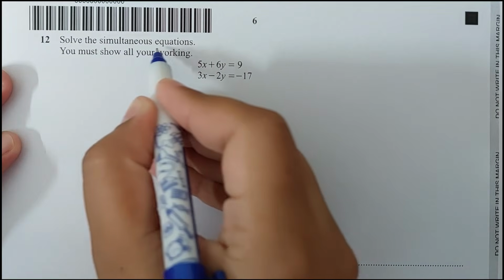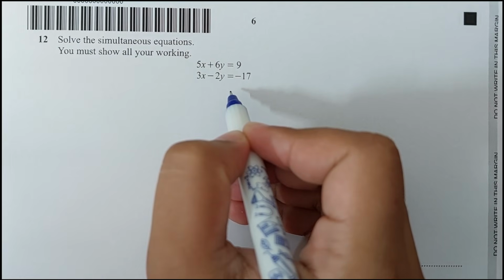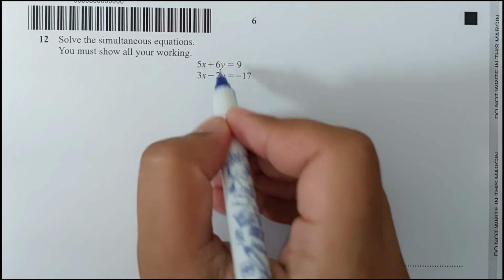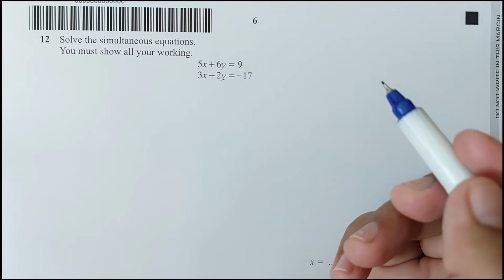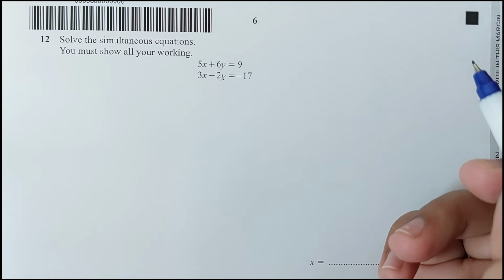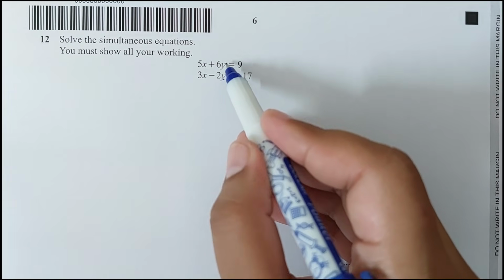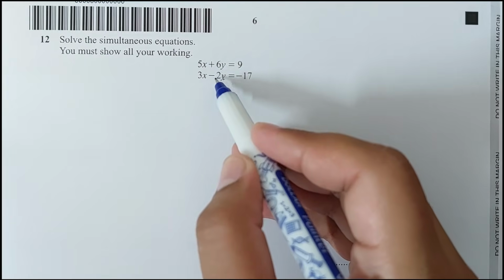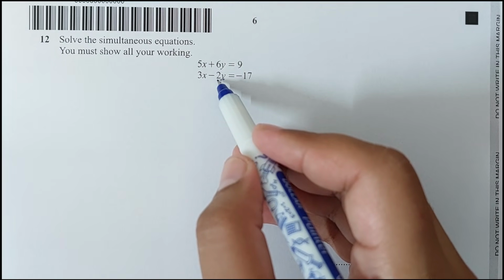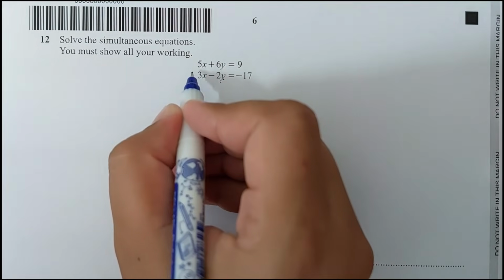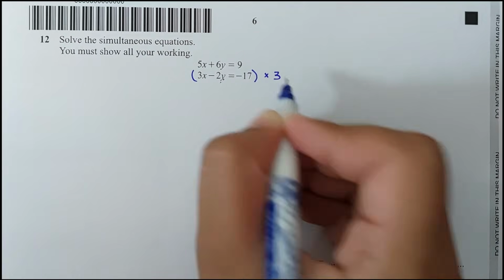Question number 12, solve the simultaneous equations. You must show all your working. For a system of linear equations we can use a substitution or elimination method. I want to eliminate y because the signs are positive and negative, and we can make the same coefficients for y. 2 times 3 makes 6, so 6y and minus 6y would cancel out. So let me make the same coefficient for y by multiplying the whole equation by 3.